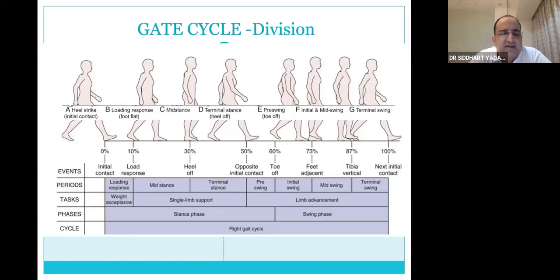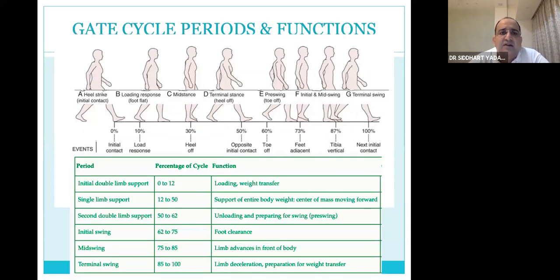The gait cycle is further divided as follows. First is the cycle, for example, this is the right leg cycle. Then there are 2 phases, stance phase and swing phase. As per the purpose or task, they are divided into weight acceptance, single limb support, and limb advancement. Then there are periods: load response, mid stance, terminal stance, pre-swing, initial swing, mid swing, and terminal swing. And following the periods, there are events. The events which happen are initial contact, load response, heel off, opposite initial contact, toe off, feet adjustment, tibial vertical, and next initial contact.